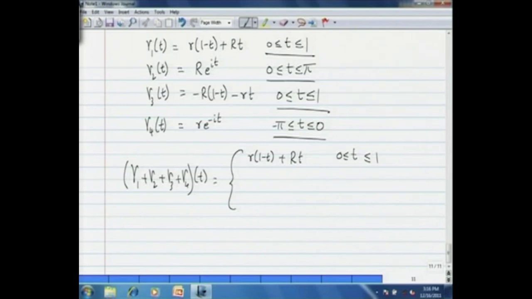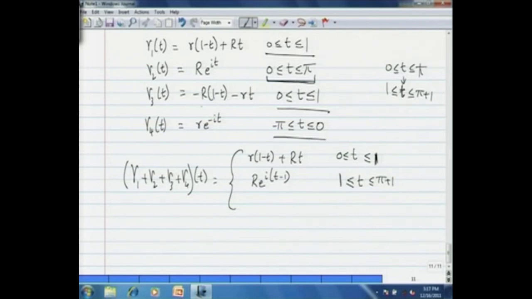Let's trace gamma 1 for the time from t equals 0 to 1. For tracing gamma 2, I need to now start at time 1. How long should I go? I should go for a length pi, because for gamma 2, the parameter interval has a length pi. So, let me go until pi plus 1. Then the description of gamma 2 will be R e power i times t minus 1, to adjust for the 1 I have added to the inequality on both sides.